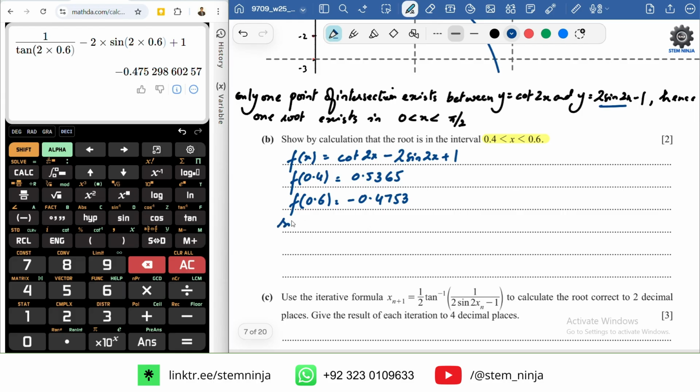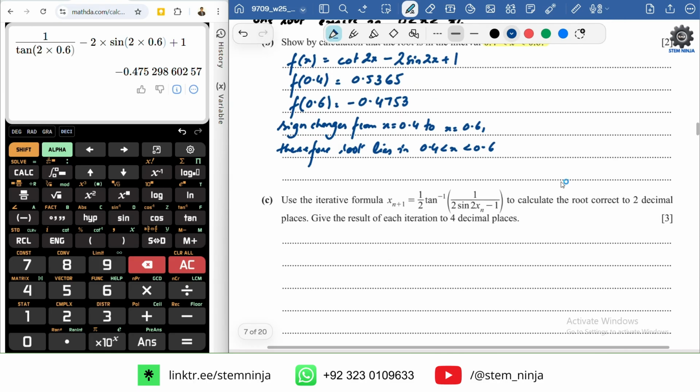That means sine changes from x equal to 0.4 to x equal to 0.6. Therefore, you can say the root lies in 0.4 to 0.6. Now use the iterative formula to calculate the root correct to 2 decimal places. Give the result of each iteration to 4 decimal places.